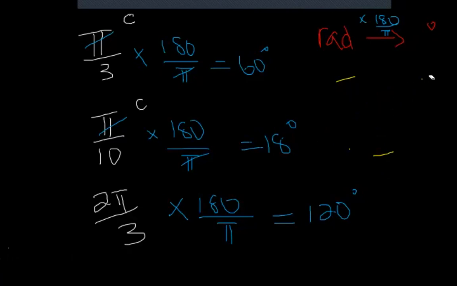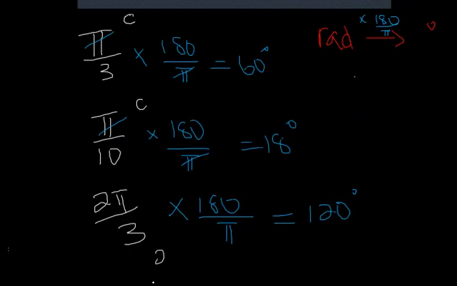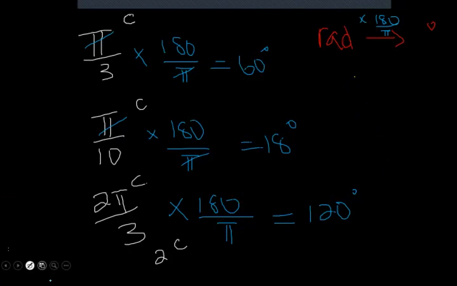Okay, last one. They ask you to convert 2 radians to degrees. Answer. Anybody? What's your answer? How many degrees? 360 over pi degrees. Good job. Well, actually, no. Well, yes. Okay, let me show you how.